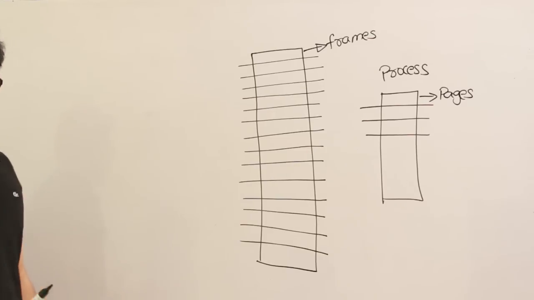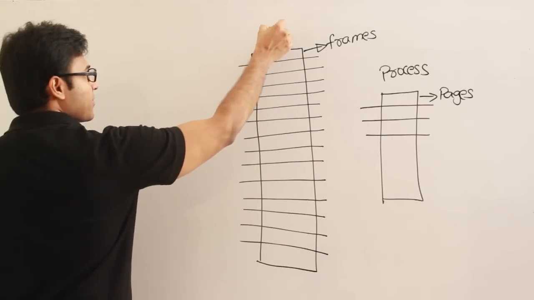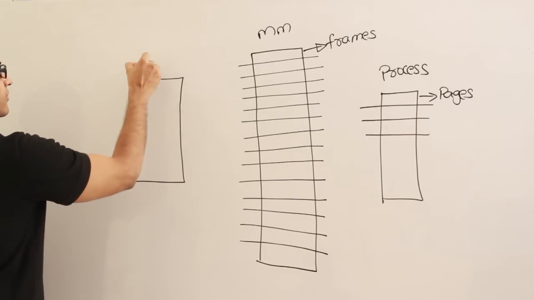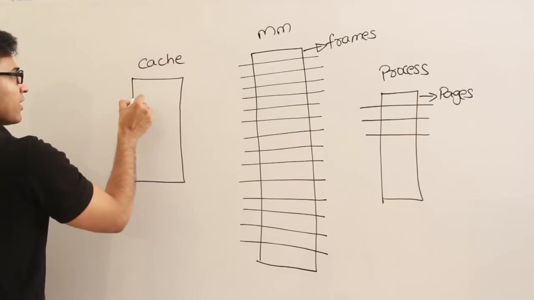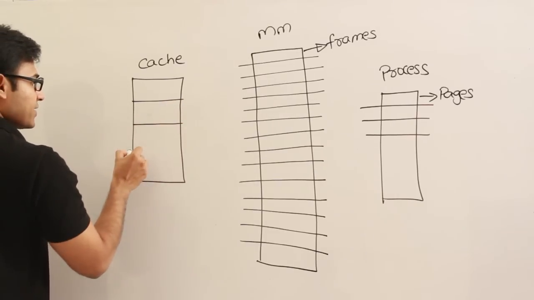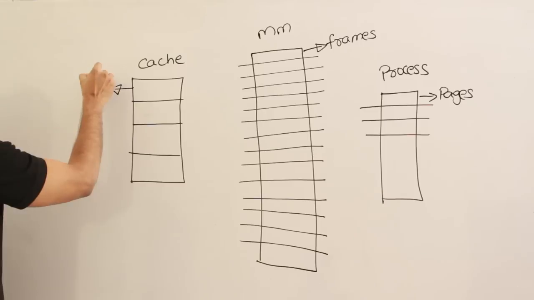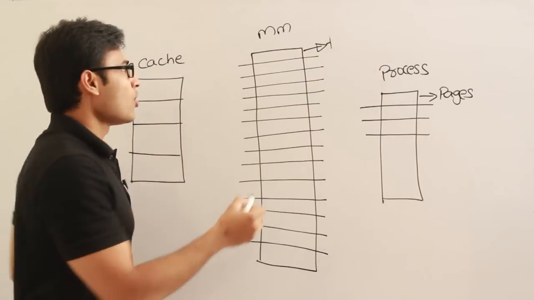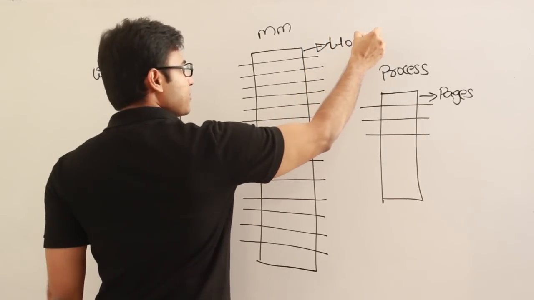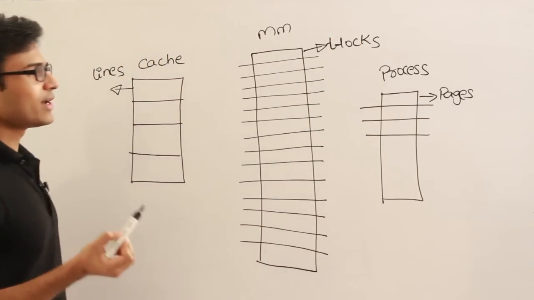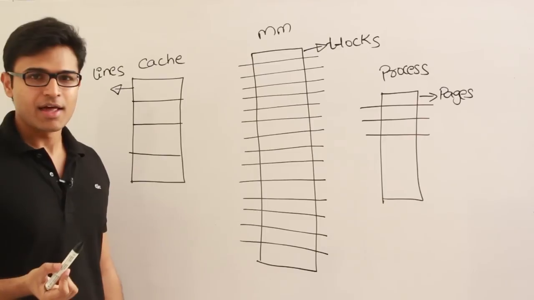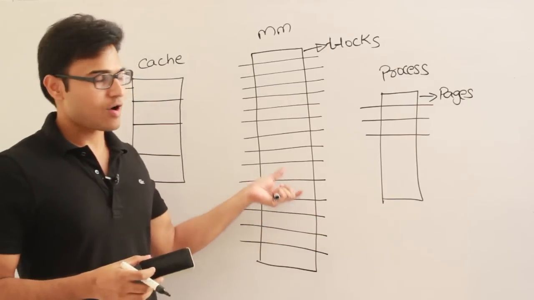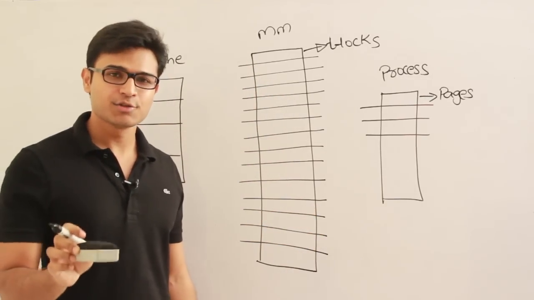Similarly here, while coming to caching, we assume that this is main memory, and this is cache. Here we assume that cache is divided into something called lines, and main memory is divided into something called blocks. Again, we are not dividing it, we are just assuming it, just for the purpose of management. Physically we didn't do it. You cannot argue that we have already divided the main memory into frames, and now how are you dividing it into blocks? I didn't divide it, I just assumed it, isn't it?